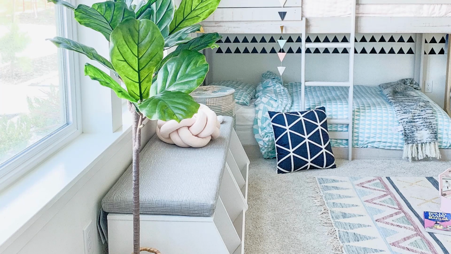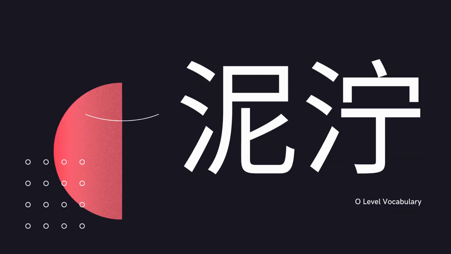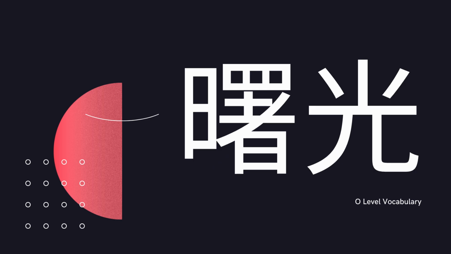In this method, you would want to link each item that you are trying to memorize with a specific image and a place. You can use the room in your house and imagine the items lying around your room. Practice time. Let us take some vocabulary from the Sec 3 O-level syllabus. 荆棘, 泥泞, 曙光.